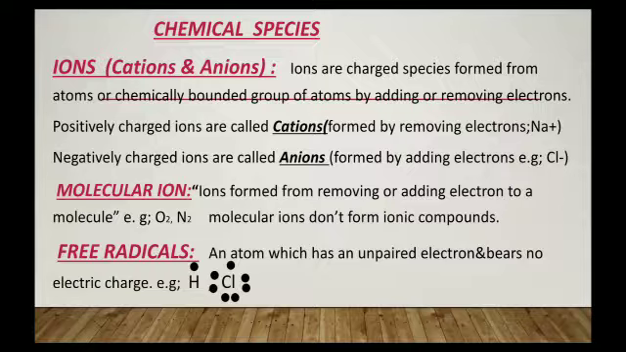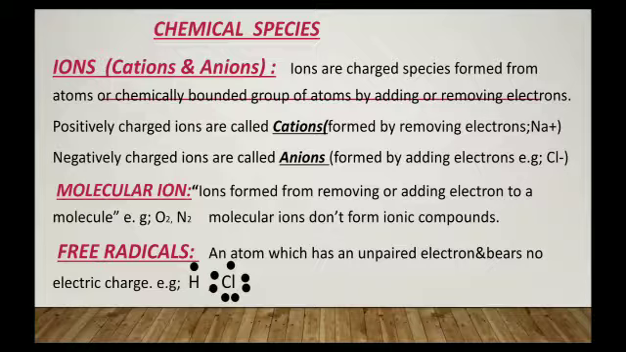Sodium is an example of a cation. When a sodium atom removes an electron, it becomes positively charged and is called a cation. We denote it with the symbol Na and a positive sign on it. And chlorine is an example of an anion. A chlorine atom gains an electron and becomes negatively charged. Only the game is of electrons. Protons cannot play a part in removing or gaining. Only electrons are gained or removed from an atom.